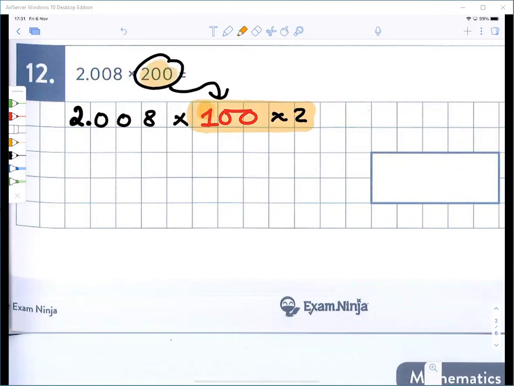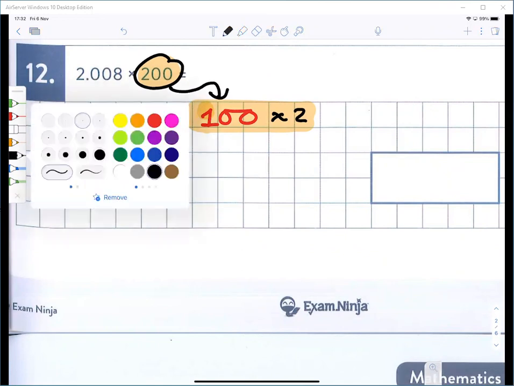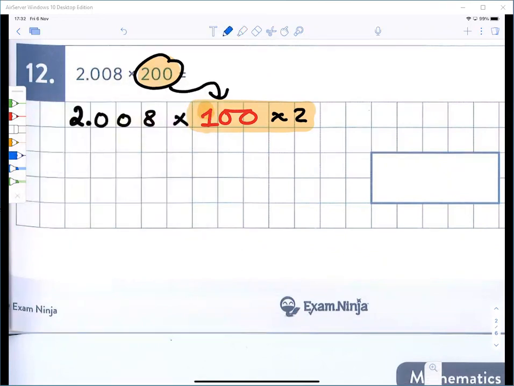200 times 2. There you go. So we split the 200 into 100 times by 2. Is multiplying by 100 easy? Yeah. Of course it is. It's easy peasy, lemon squeezy. So what do we do with the decimal point? You move it 2 places to the right. Then you get 200.8. And then what do you do to it?